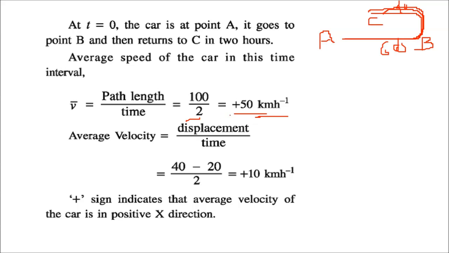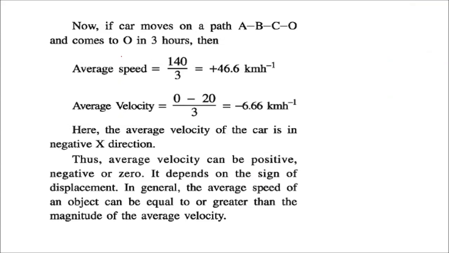But what will be the velocity? Velocity will not take the distance, it will take the displacement. So from this point to this point, say this was 40 and this is 20, so 40 minus 20 is 20, and 20 by 2 is 10 kilometer per hour. And we need to understand the sign of the velocity, because sign is very important. The sign says that the average velocity of the car is actually in the positive x direction.